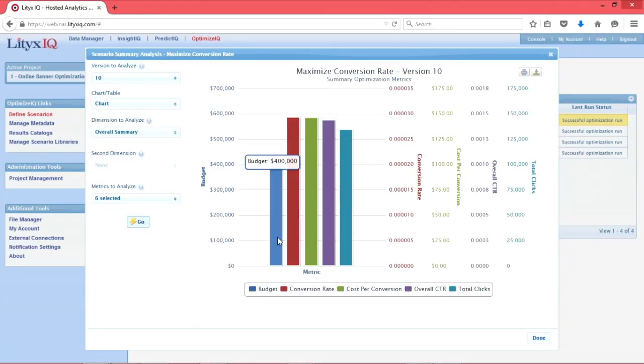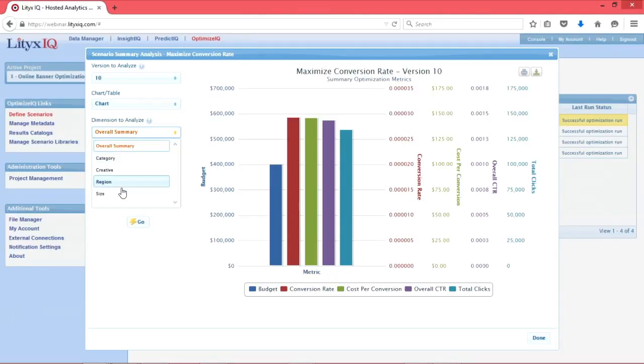The budget range of 400 to 600,000, it looks like we're looking to spend on the lower side of that, at 400,000. You can expect a conversion rate of .0000029, cost per conversion of 145.74, with an overall click-through rate of 0.14% and 134,000 and some change in clicks. So that gives us an overall view of what we can expect if we were to implement the plan behind maximizing conversion rate.